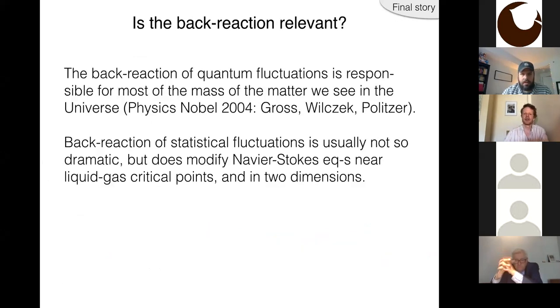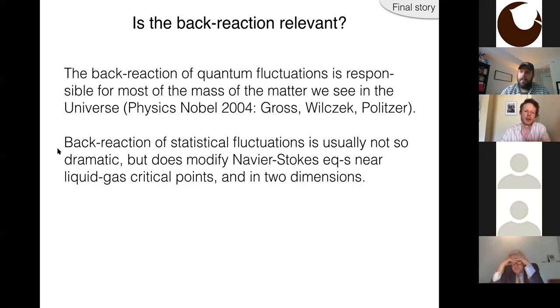So is this back reaction even relevant? Before you think that it is totally and utterly irrelevant, I'd like to remind you that at least in the case of quantum mechanics, the back reaction of quantum fluctuations is what is responsible for most of the mass of the matter we see in the universe. So this was largely the reason behind the Physics Nobel Prize in 2004 to Gross, Wilczek, and Politzer. This is the back reaction of quantum fluctuations onto the gluon field that gives mass to most of what you see in nuclear physics.